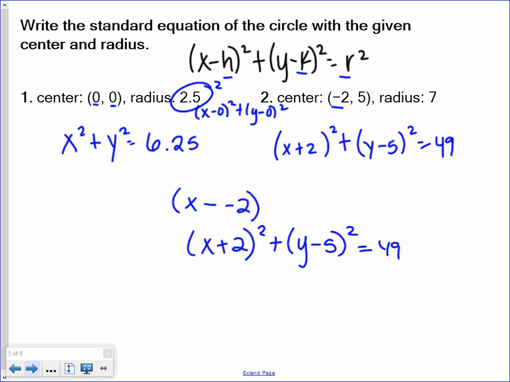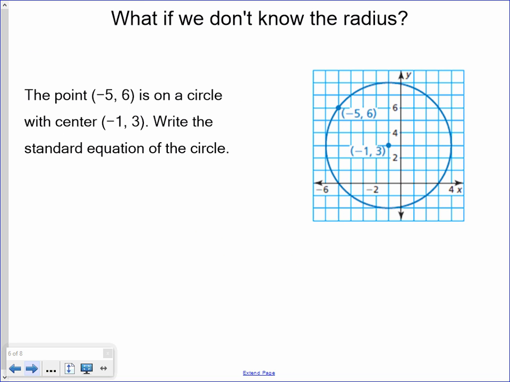You'll have two on your homework like this where they don't give you the radius. Okay, what happens if they don't give you the radius? You cannot write an equation of a circle without the radius. You have to have that piece. It always equals r squared.